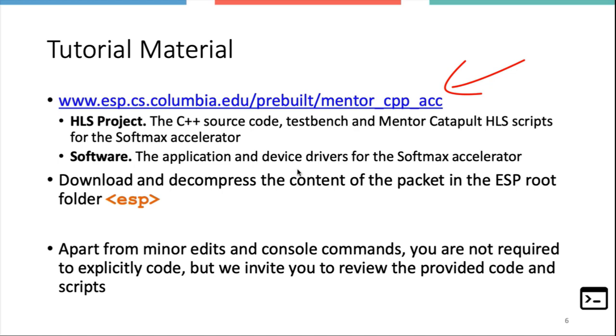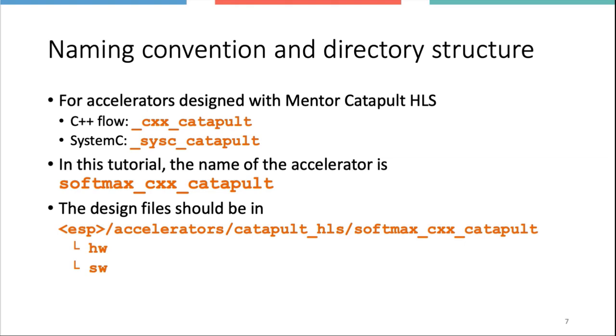We adopt some naming convention for accelerators that we design with Catapult HLS. We use the _CXX_catapult suffix for the accelerator for the HLS C++ flow. We will use the _sysc_catapult suffix for the SystemC accelerator. The name of the accelerator for this tutorial in particular is softmax_cxx_catapult. If you have correctly uncompressed the tutorial material, the files for the HLS project and the software application will be in the directories hardware and software.